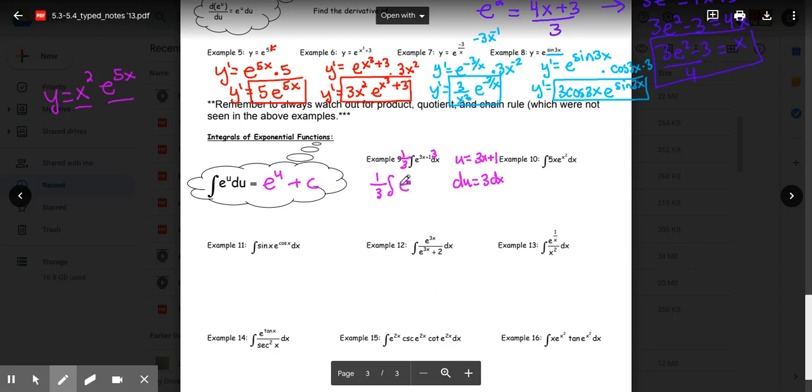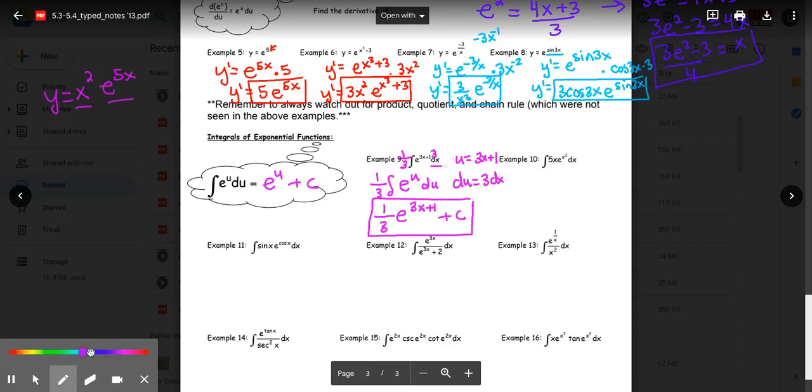This is going to be e to the u, and then the rest of this right here is du. Well, e to the u du integrates to just e to the u. So this is e to the u, which I'm going to plug my u back in, 3x plus 1 plus c. And remember, you can always check your answer to an integration problem by doing what? By deriving, and you should get back what you started with. We now know how to derive an exponential.